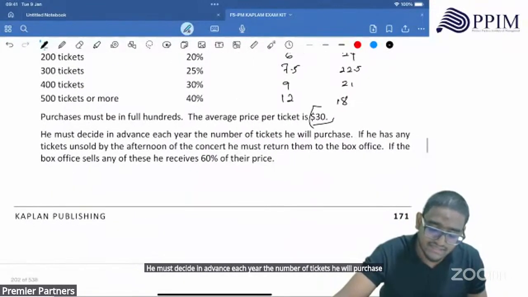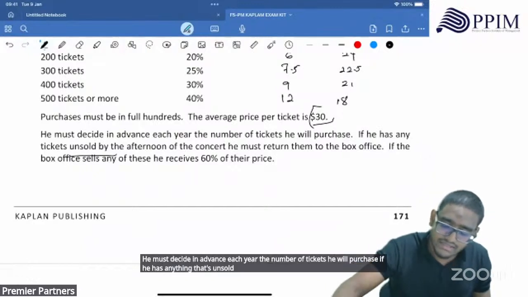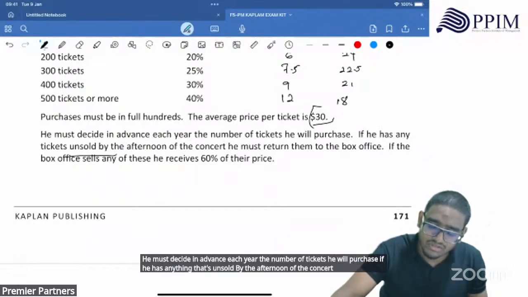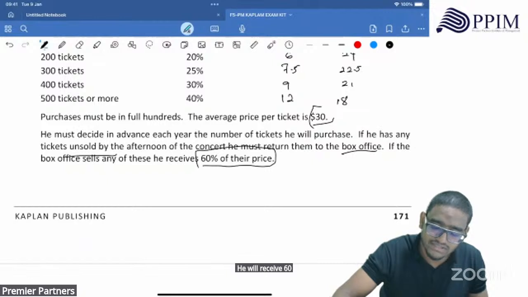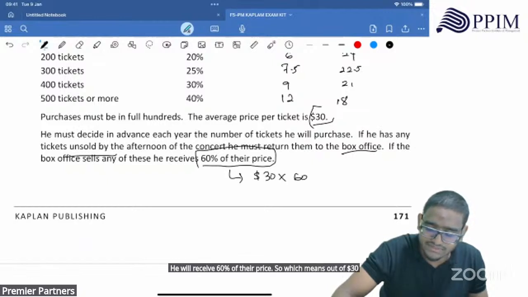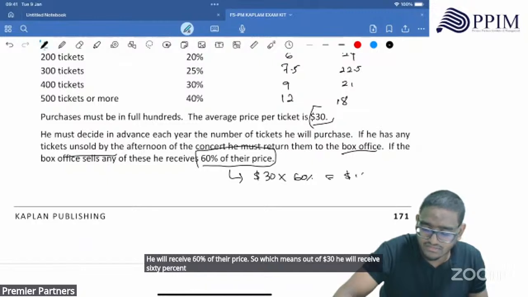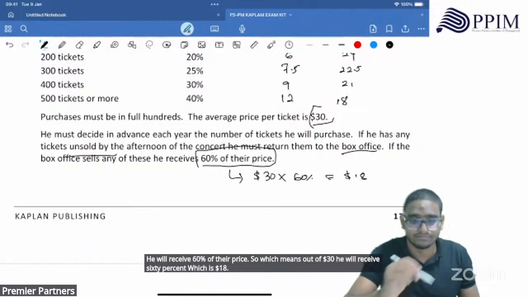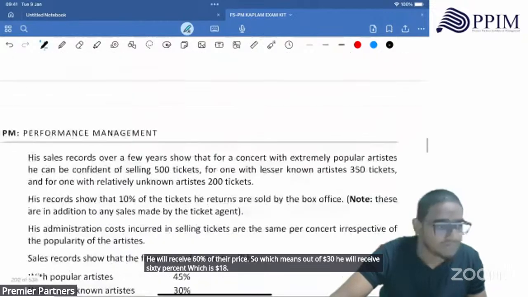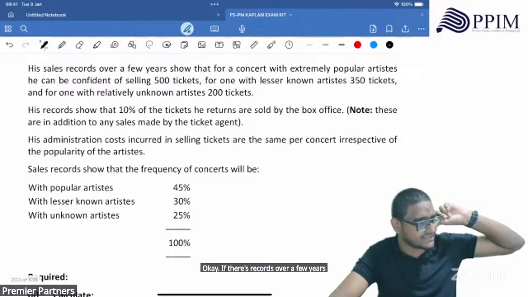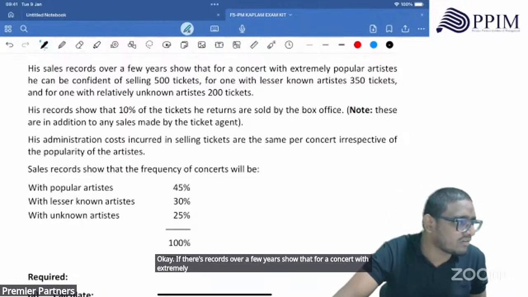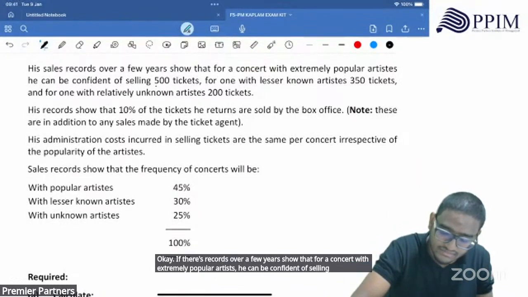If he has any tickets unsold by the afternoon of the concert, he must return them to the box office. If the box office sells any of these, he will receive 60% of their price. So which means out of $30, he will receive 60%, which is $18. Okay. His sales records over a few years show that for a concert with extremely popular artists, he can be confident of selling 500 tickets.